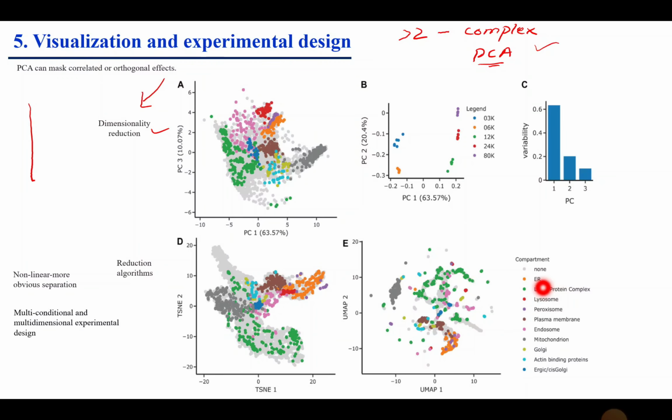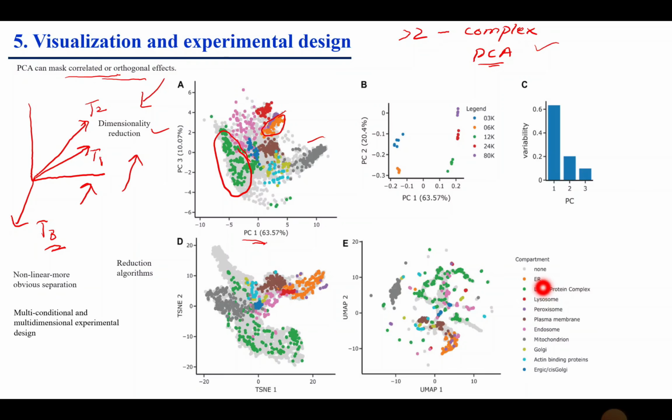Let's suppose this is a plane and this is the treatment 1 sample, this is treatment 2, and suppose these samples are very different from T1 and T2 and lie in another plane. If we don't use dimensionality reduction, it is almost impossible to draw all of these samples within one plane. So we use PC analysis, which can mask the correlated and orthogonal effects. And here each color shows one treatment.